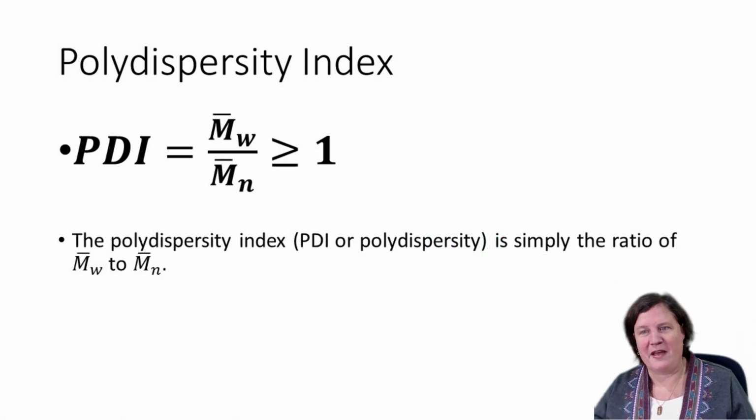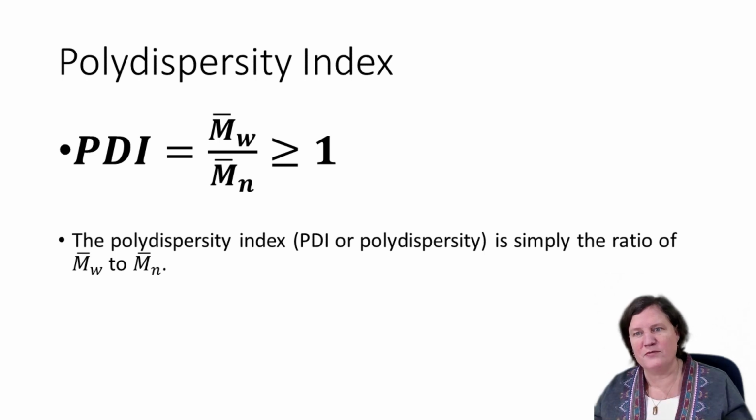So just remember that. Your polydispersity index, we're using this to measure the breadth of the molecular weight distribution. It's a super simple calculation, and it's just the ratio of the weight average molecular weight over the number average molecular weight.